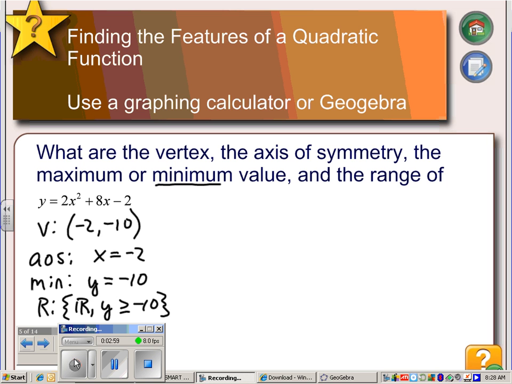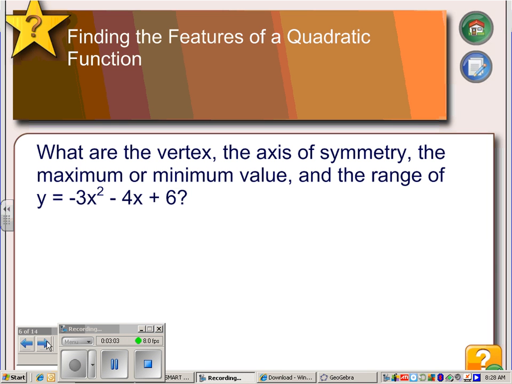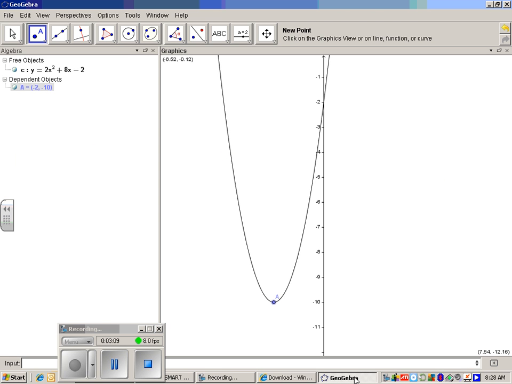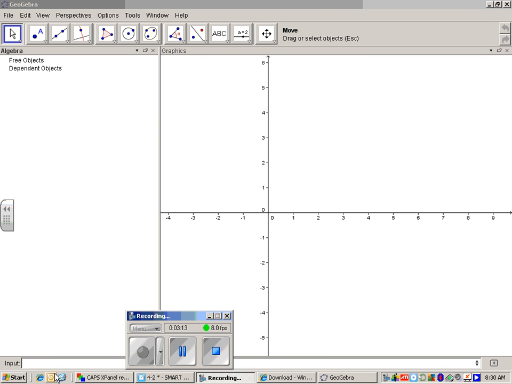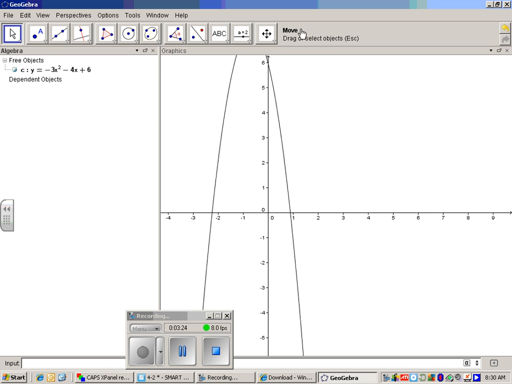Okay, so that seems simple enough. You just graph it and you look at the graph. So here's another example. So if we go into GeoGebra and graph it, let's see what happens. Okay, so in GeoGebra, we'll put in our equation -3x squared minus 4x plus 6. Press enter and we get a graph.